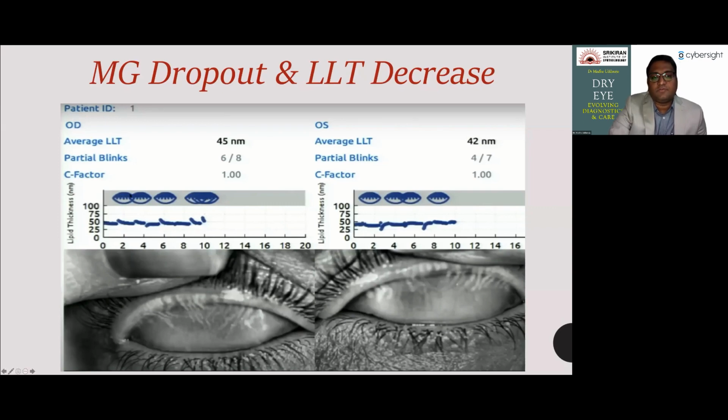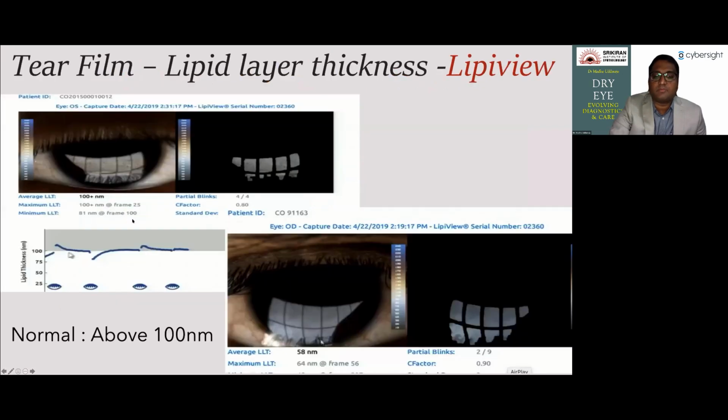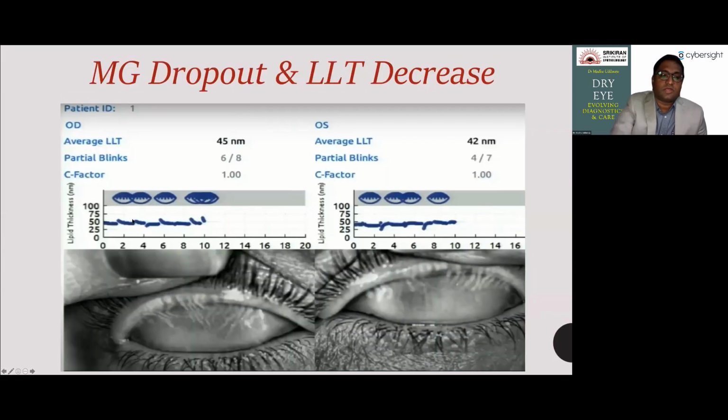So here, if you see these eyelids, these are the areas in which the blink has occurred. And when the blink has occurred, still after a blink, the lipid layer thickness did not go up to 100, which is normal. It still continued to be below 50, which is way far below normal. So you can also correlate between the blink and the lipid layer thickness in this picture.